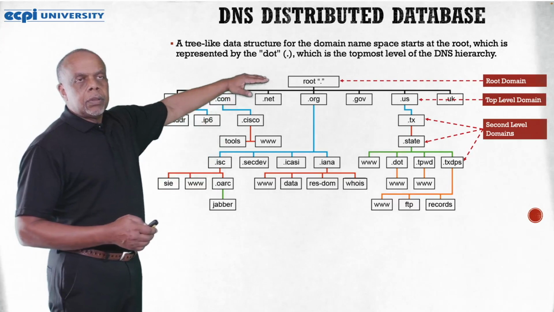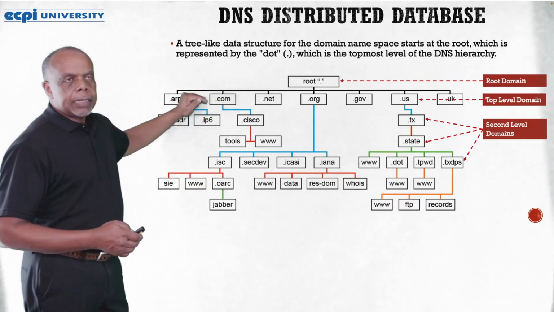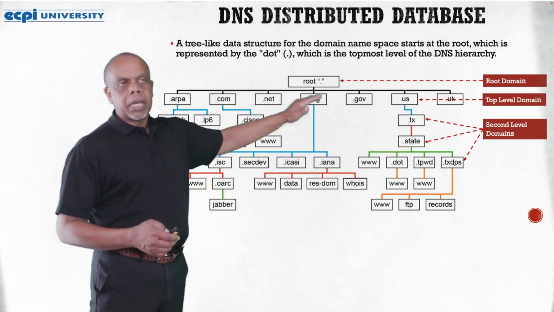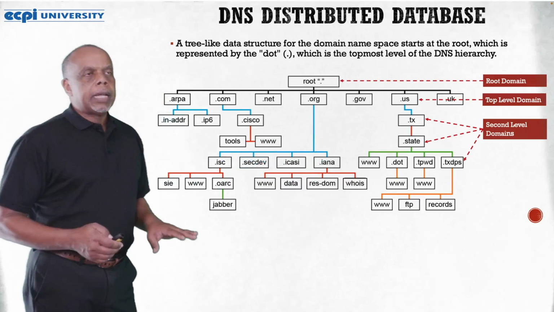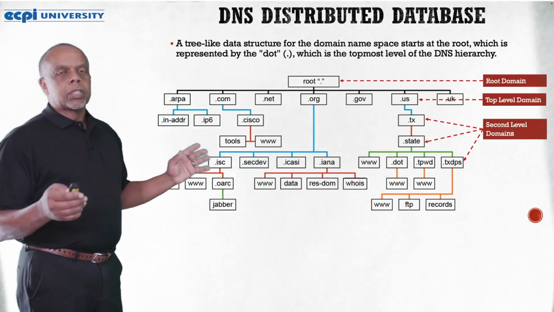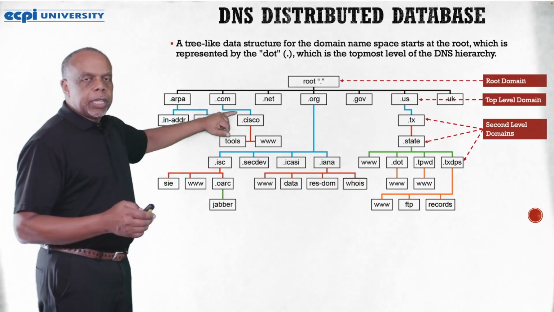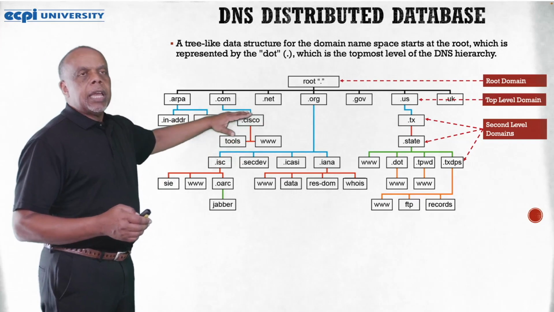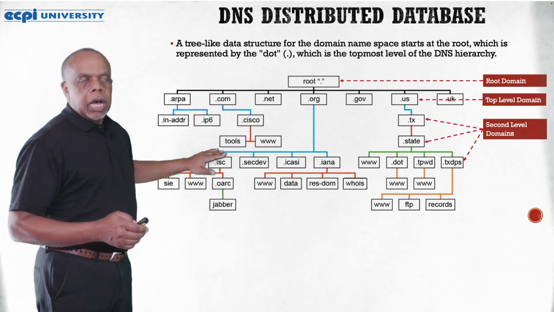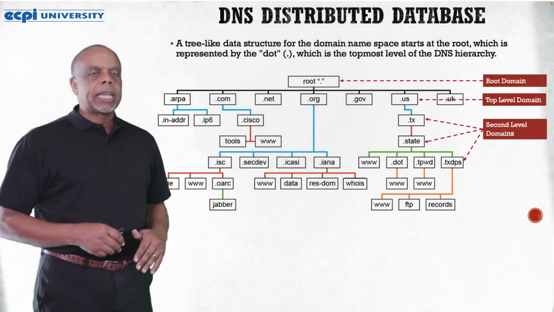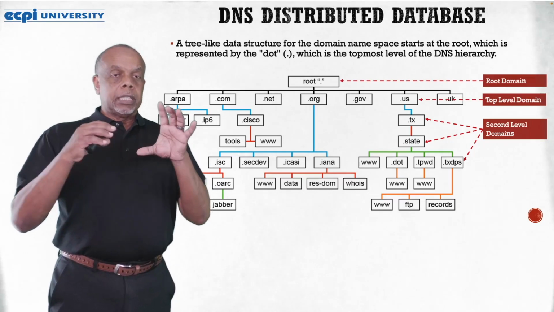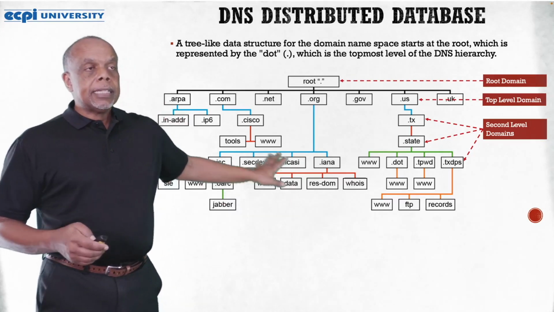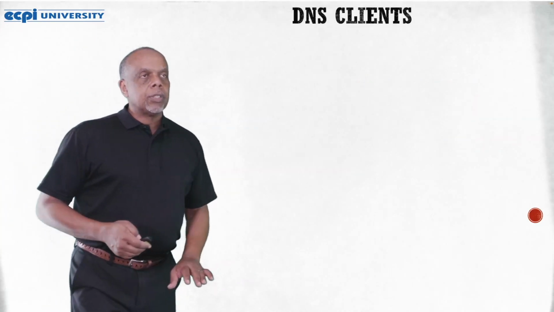So the root is the dot. The top level are the .coms, .govs, .edus, .orgs, or whatever it may be. And then once you get into that organization, you get the second level domains that start breaking down the websites or the addressing structure within that organization.